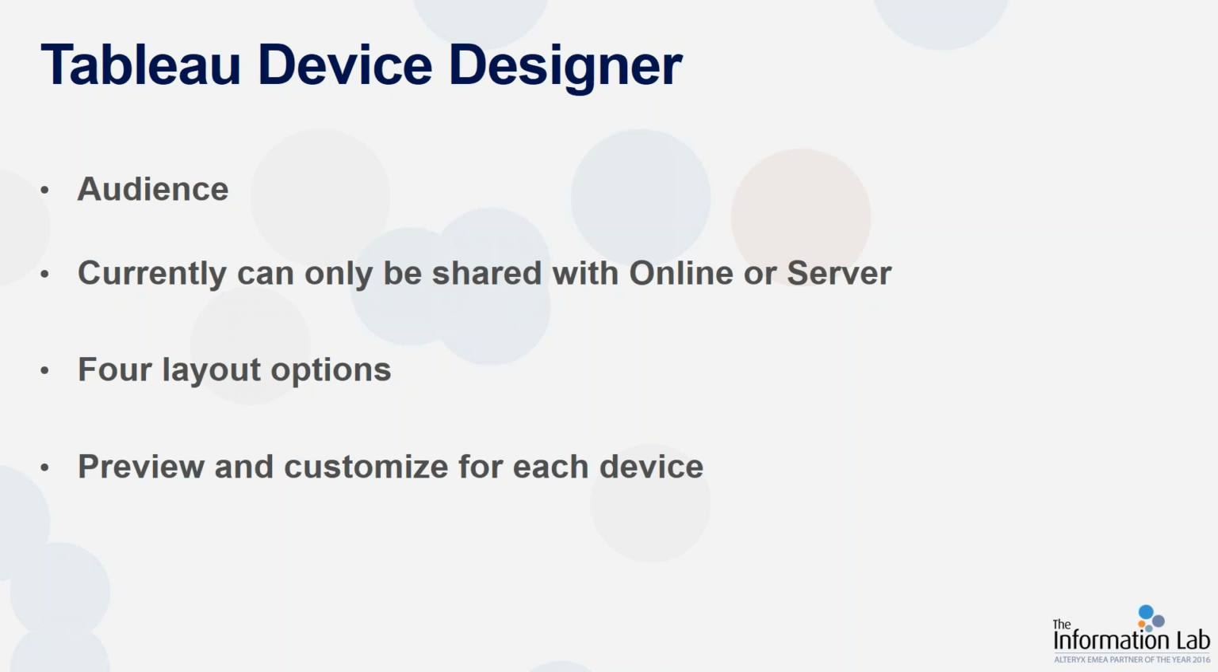Right, so you have 4 layout options in the device designer. There's the default, the desktop, the tablet, and the phone. You can preview and customize for each device, so you can choose the screen orientation you want. So for phones, generally, people do portrait, and for tablets, generally, people do landscape.